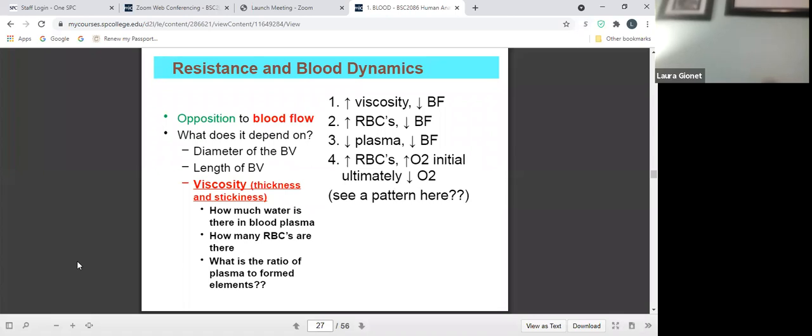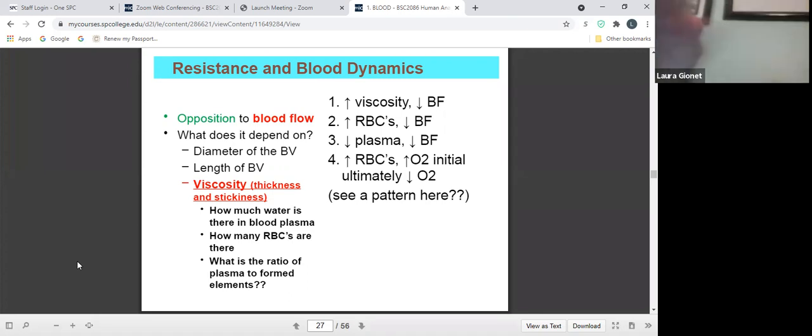So what does it depend on? The diameter of the blood vessels that it's passing through. It's a lot easier, and there's less resistance, if blood is moving through a very large tube system than one that's very, very narrow. Right? You try to push the same amount of blood through something narrow, it's going to resist it. Right? So diameter, the larger the diameter, the lower the resistance. The smaller the diameter, the higher the resistance.